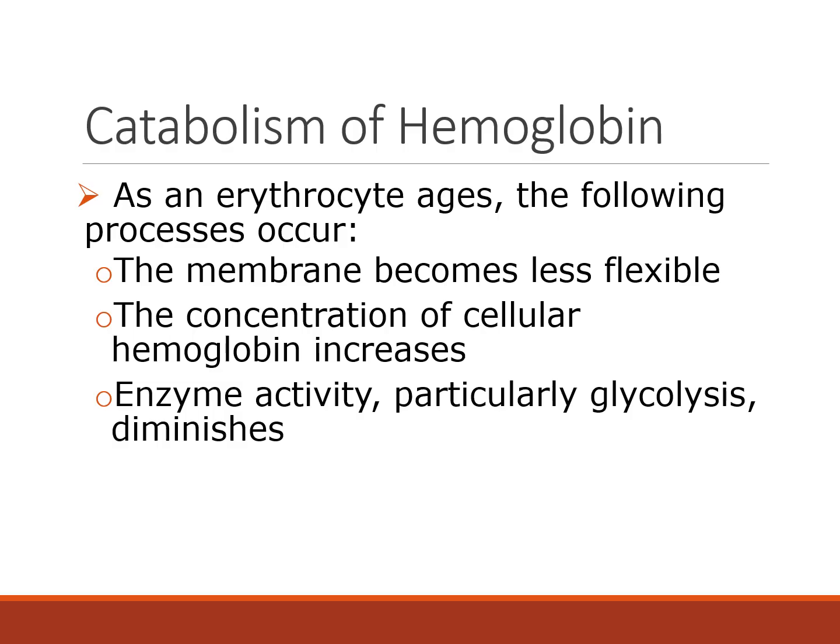All right, catabolism of hemoglobin. So again, as the erythrocyte ages, the following processes typically occur. Again, we know the membrane becomes less flexible due to decreased production of ATP, calcium buildup, the concentration of cellular hemoglobin increases. Enzyme activity, particularly glycolysis, diminishes, which is another cause of decreased ATP production. And all of those ion pumps are no longer able to work appropriately.